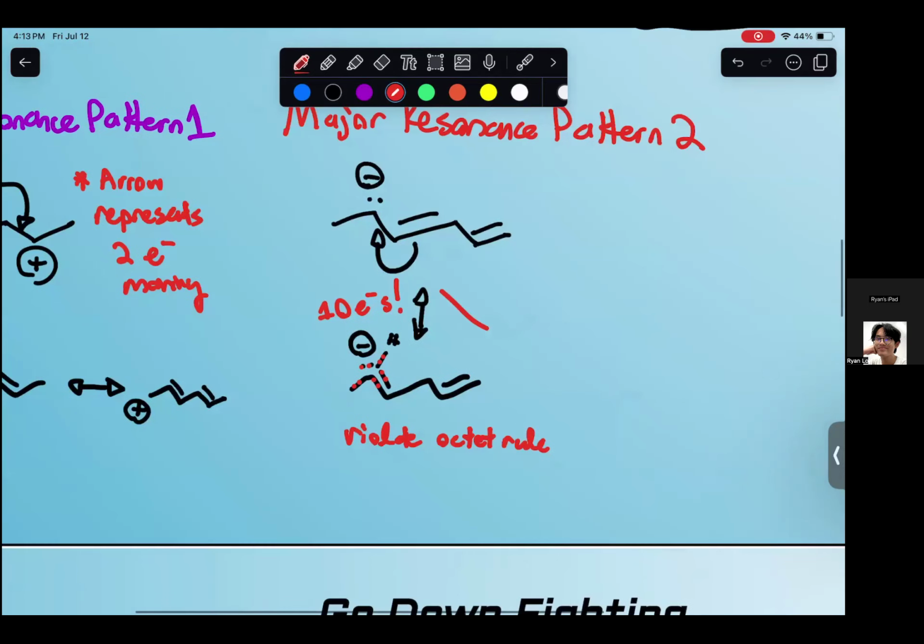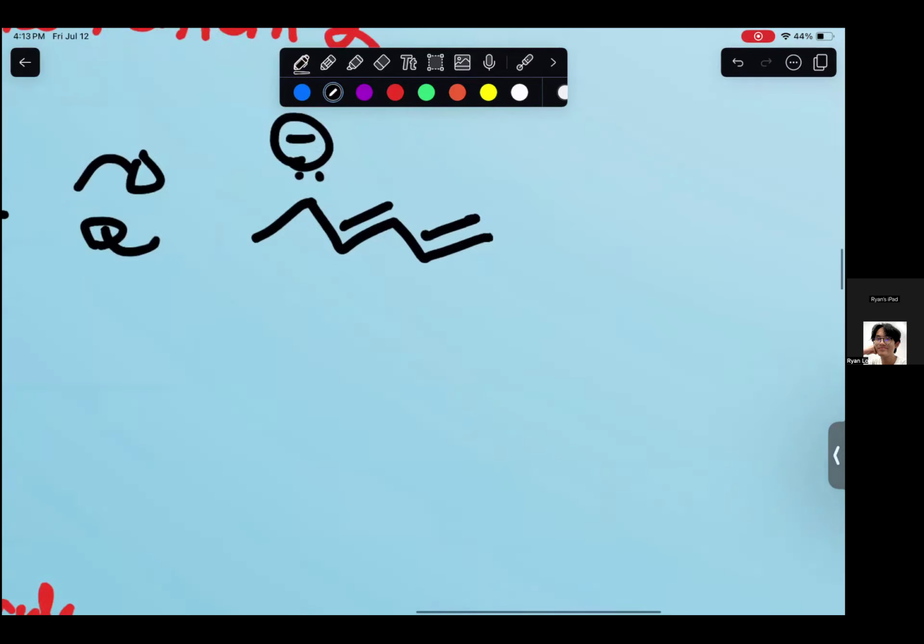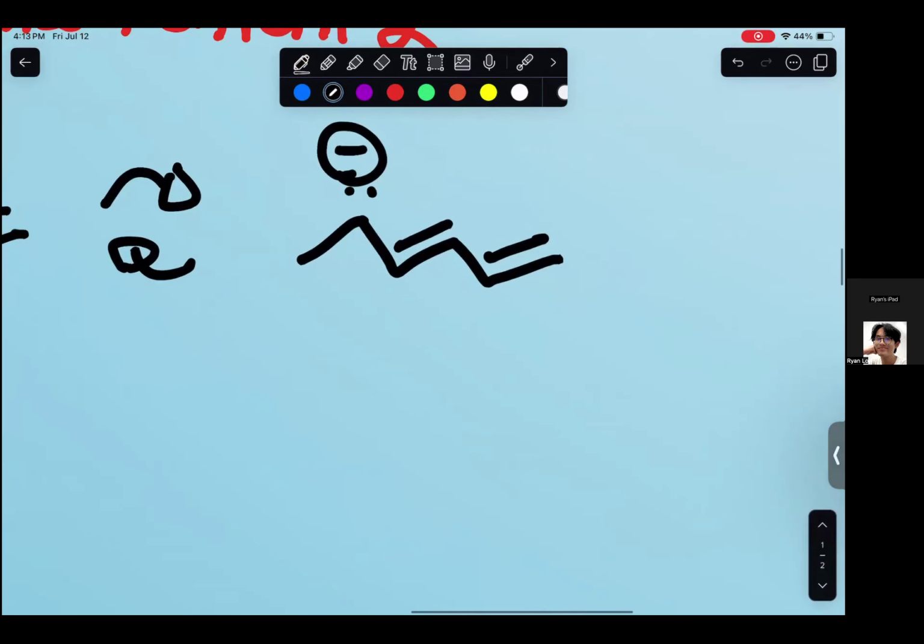So this is obviously no-go. We can't do this pattern. So if that's the case, then how do we do this correctly? Let's redraw this over here. So how will we draw resonance structures from this thing?